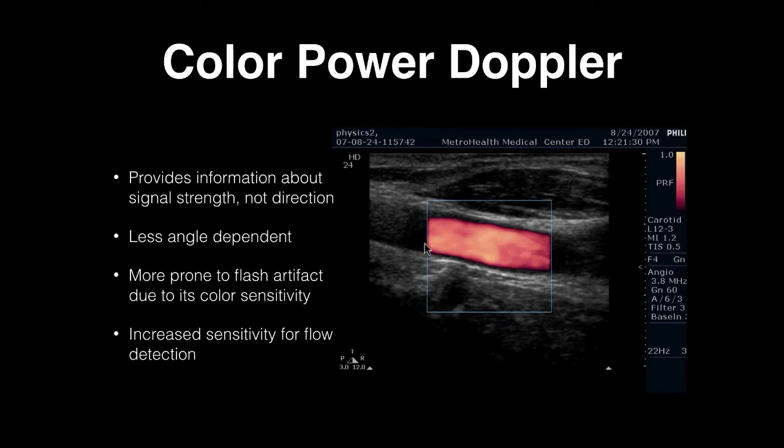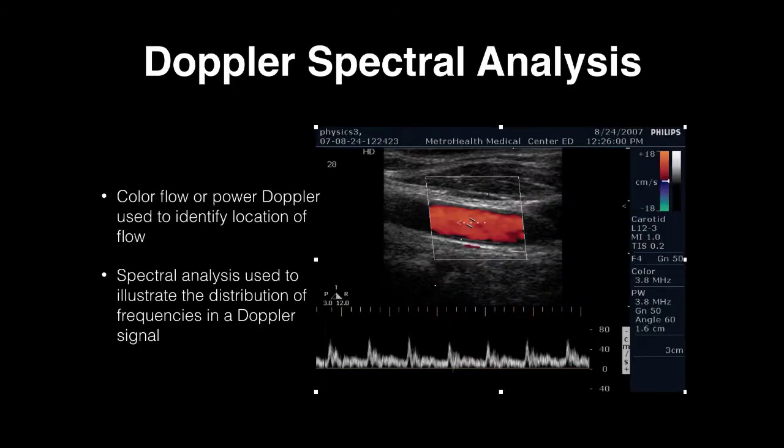But advantages of Power Doppler are that it's less angle dependent and it has an increased sensitivity for flow detection, and we'll discuss the significance of that in a little bit. Briefly, spectral analysis is going to be used to illustrate the distribution of frequencies in the Doppler signal.